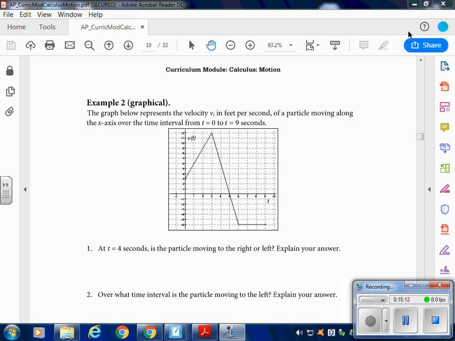All right, so now what I'd like to do is go back and look at the graphing packet that we talked about yesterday. So if you can find that.